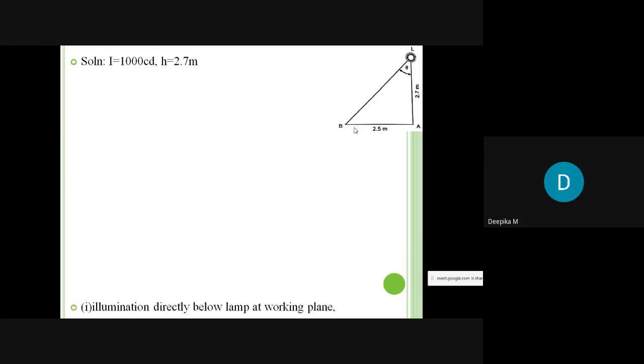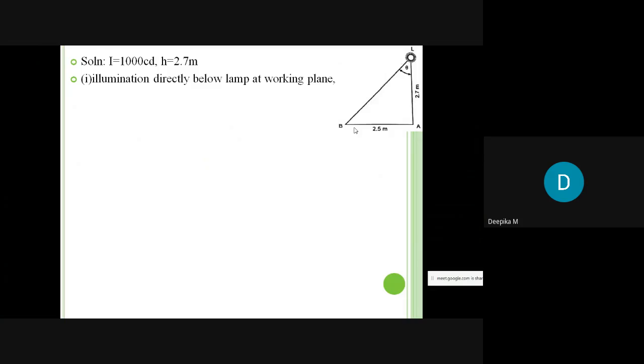thing. So before calculating we have to draw this diagram. So you can see here we have to draw this diagram. This is the lamp they are talking about, and the lamp is 2.7 meters away from the surface, and at 2 points we need to calculate the illumination. One is directly below the lamp, that is at point A, and we need to calculate the illumination at a point 2.5 meters away from this point. This is B. So therefore we have to calculate illumination at point A and point B.